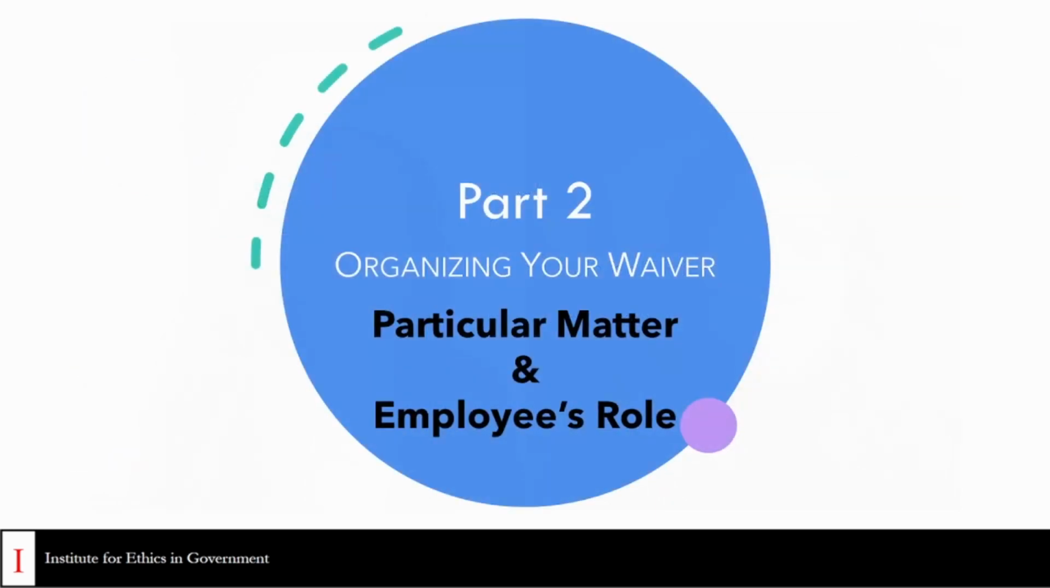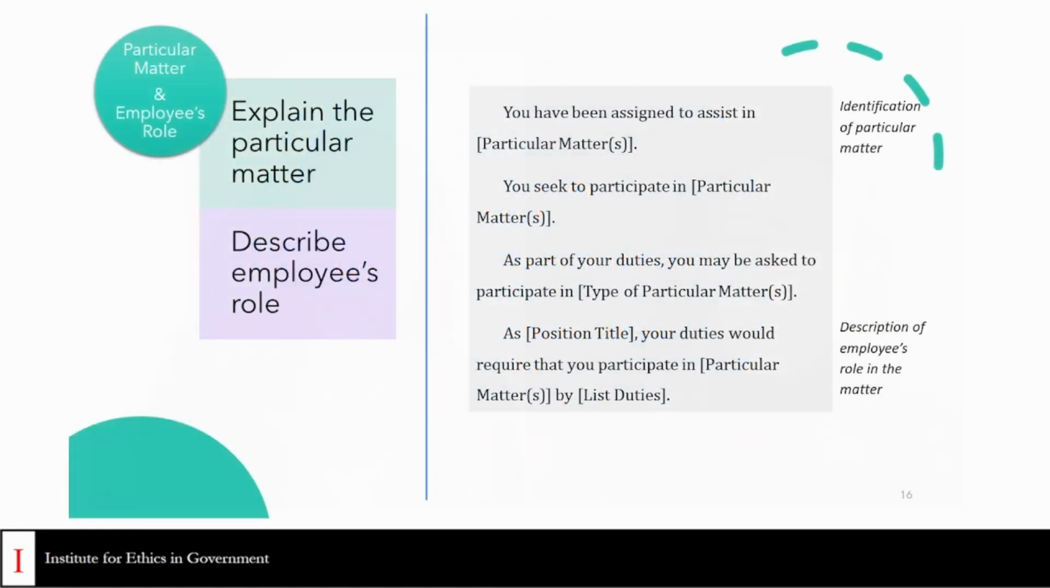Next up, discussing particular matters and the employee's role in your B1 waiver. It is critical that you identify what the particular matter actually is and what the employee's role would be in that particular matter. This is a key part of the 208 analysis. So, after a general discussion of the employee's duties, you should provide a description of the particular matter or types of particular matters that are the subject of the waiver.